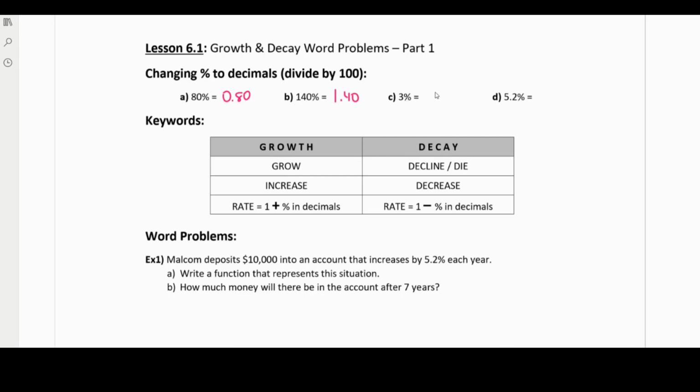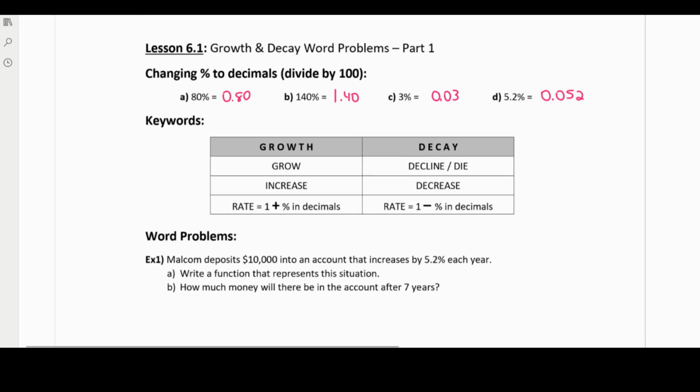And 3 divided by 100 is 0.03. And 5.2 divided by 100 is 0.052. So all you have to do is divide by 100.